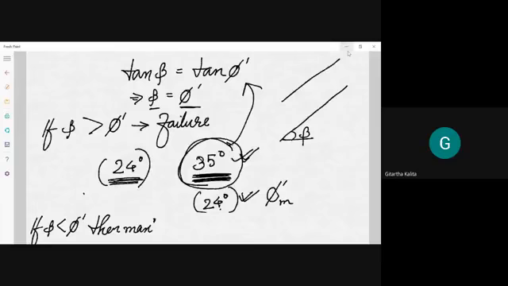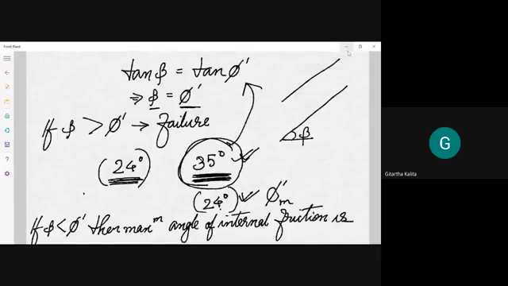maximum angle of internal friction is not mobilized. Just from the example, I think you can see it clearly. 35 degree is the capacity, applied is 24. It is mobilizing only 24. It is not mobilizing its whole 35 degree strength.